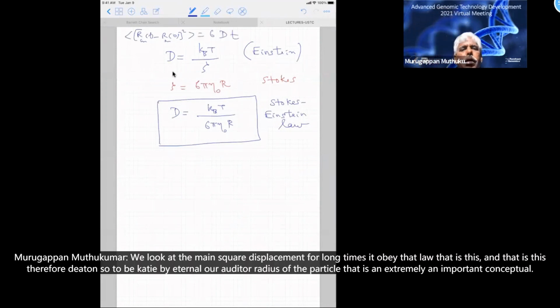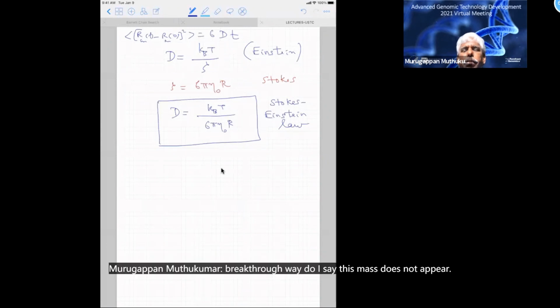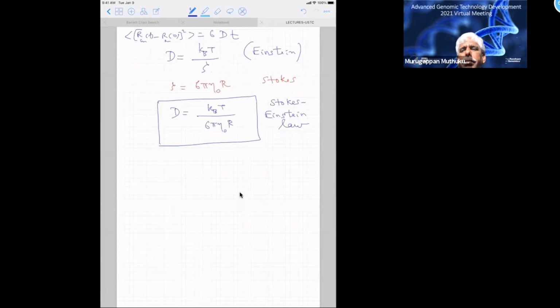If we look at the mean square displacement for long times, it obeys that law, and that is this. Therefore, D turns out to be kT by eta naught R, where R is the radius of the particle. This is an extremely important conceptual breakthrough. Why do I say this? Mass does not appear here.